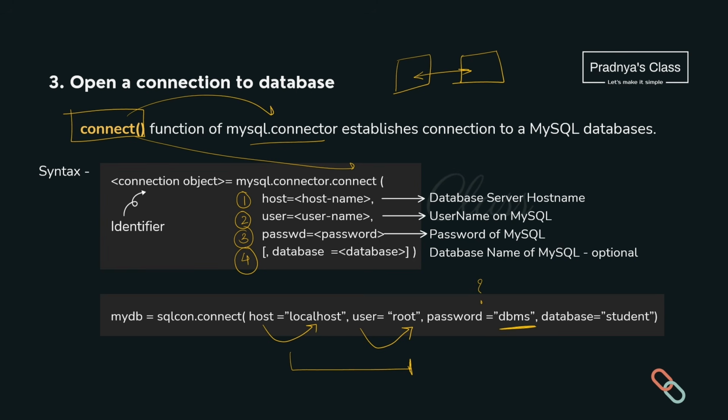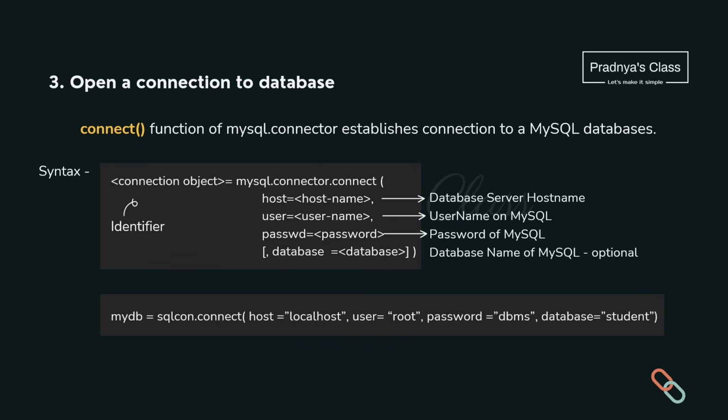No need to worry about these 3 parameters. Generally it will be mentioned in the question. Now let's check out the fourth parameter. It is database. On which database you have to work, that name you will be mentioning here. It is an optional parameter. If you are not working with a database, you can skip it. But generally we work with the database because tables will get created in the database itself.